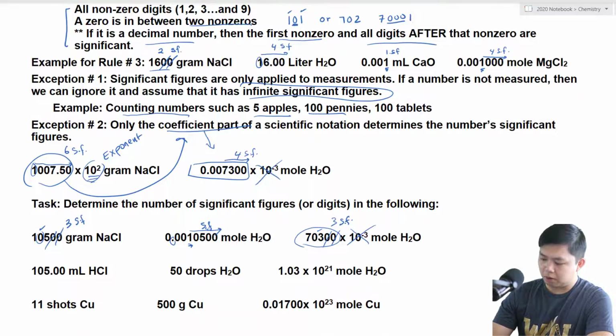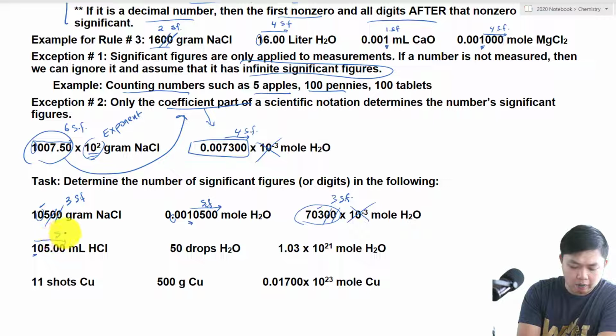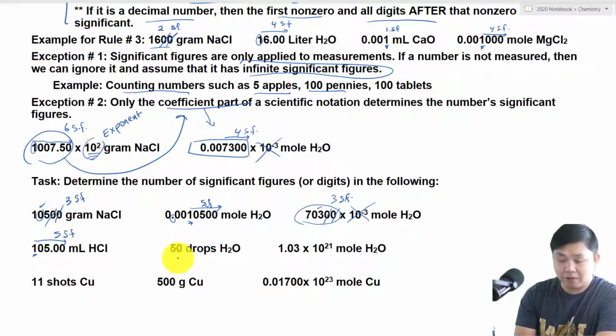Let's try some more problems. Now, what about this one? This is a decimal number. We start with our first non-zero, go all the way to the end. 1, 2, 3, 4, 5. So that's 5 sig figs. How about this one? 50 drops.